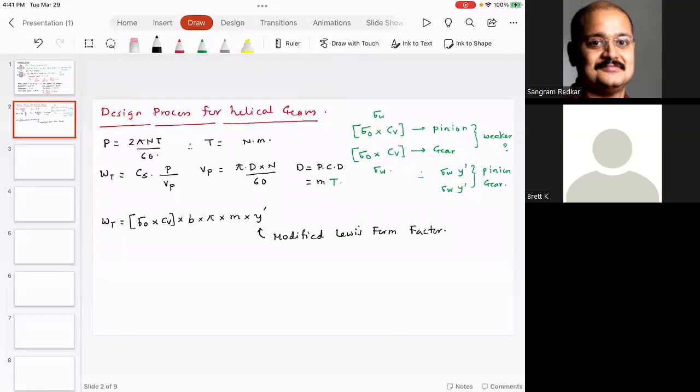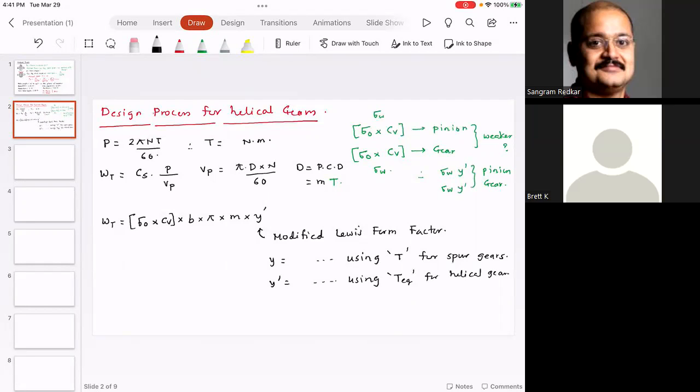So what is the difference? Typically, Y value is found out based on T for the spur gears. So Y is found out using T for spur gears. For helical gears, we have to find out Y prime using T equivalent for helical gears.